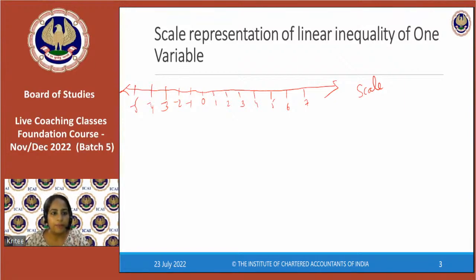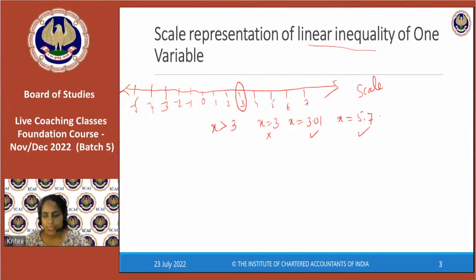Coming back to scale representation of linear inequality: supposedly my condition is x should be greater than 3. It means x can be any value greater than 3, not even 3 itself. If x is equal to 3, that does not solve my answer. If x is equal to 3.01, yes, this is greater than 3, so this is my answer. If x is equal to 5.7, yes, this solves my problem.